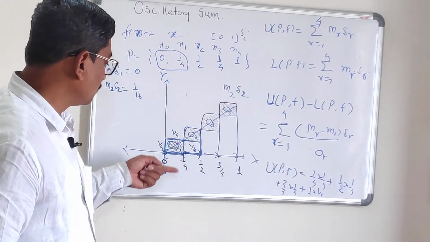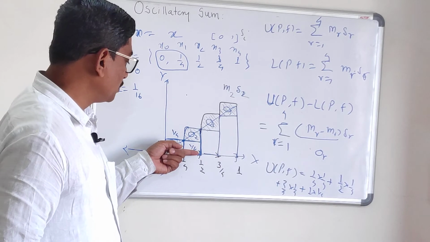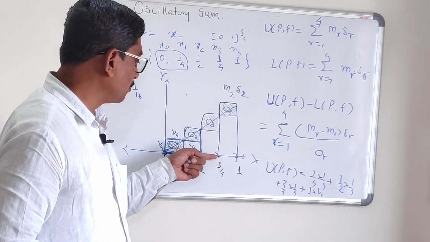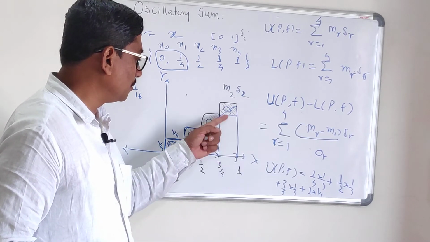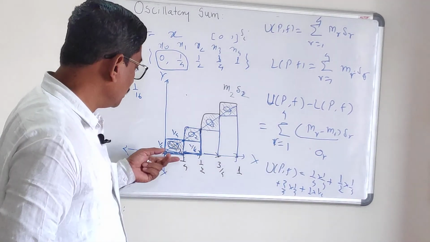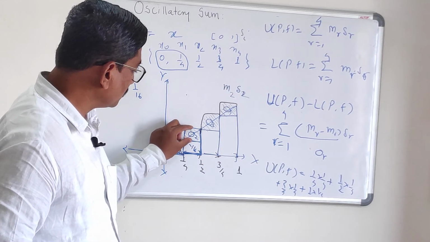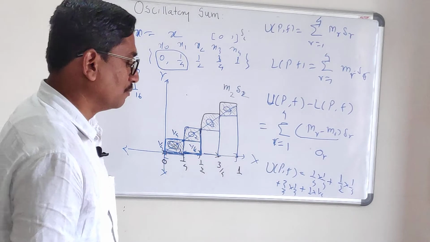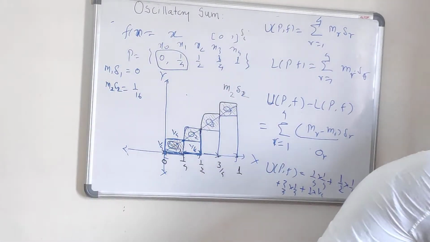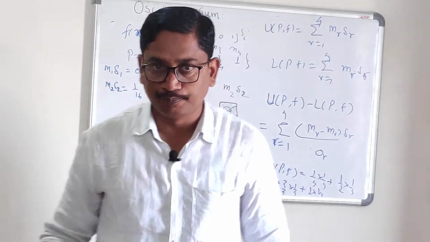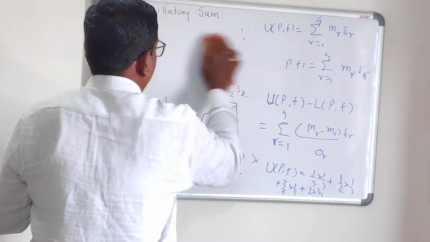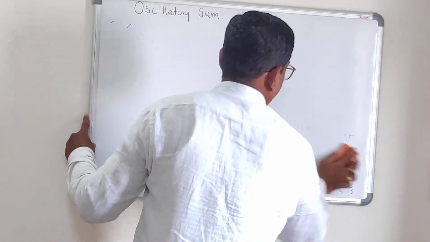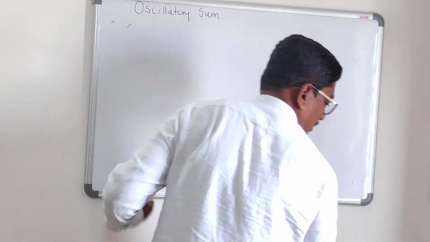Likewise, for the lower Darboux sum, the first area is 0, the second is 1 by 16, the third is 1 by 2 multiplied by 1 by 4, and the fourth is 3 by 4 multiplied by 1 by 4. So that is the lower sum. So you can see the difference of the upper sum and lower sum is this much. So that difference is called the oscillatory sum. So let me make the formal definition of this oscillatory sum. It is very easy and simple to understand.